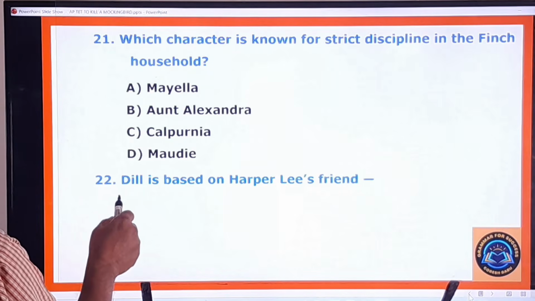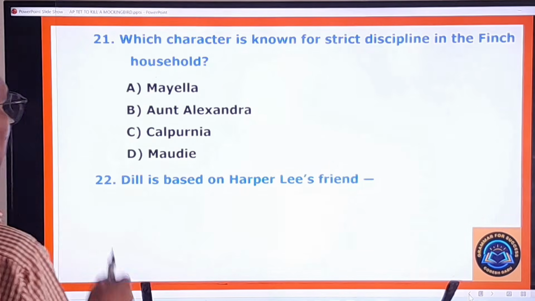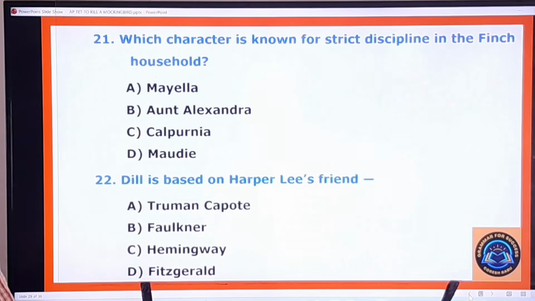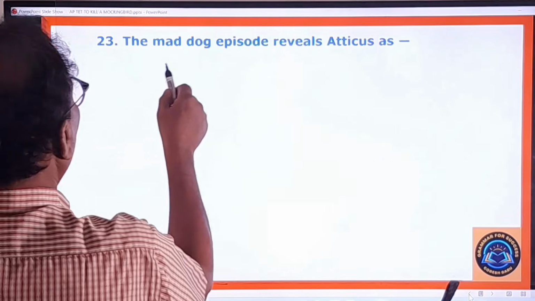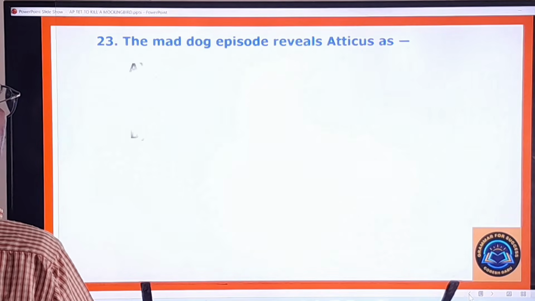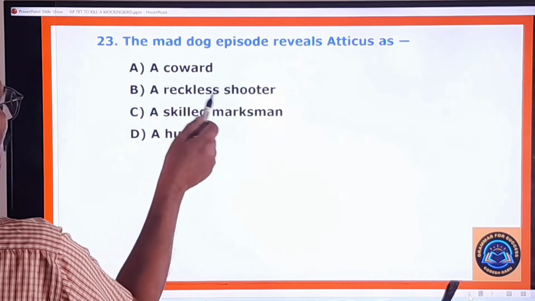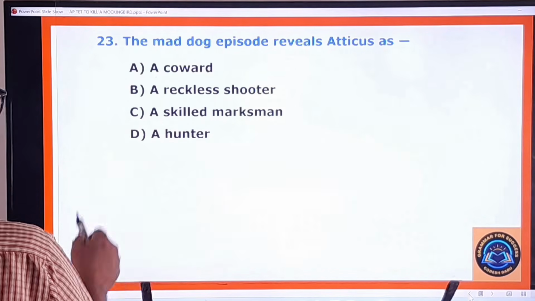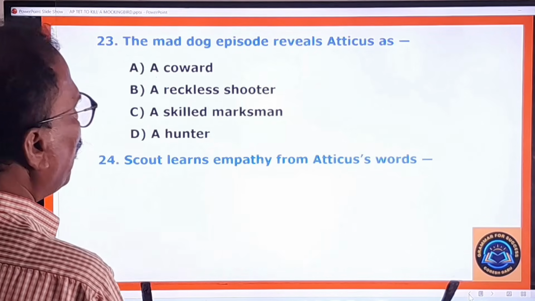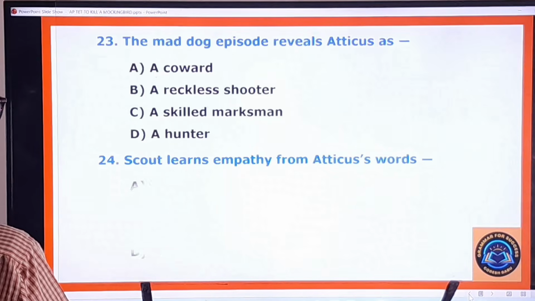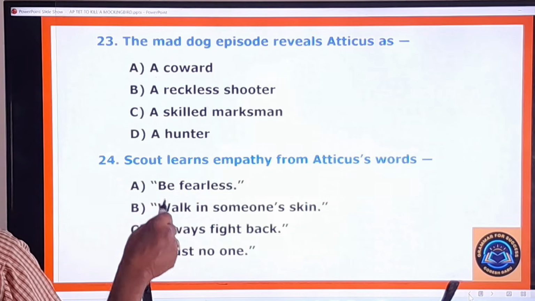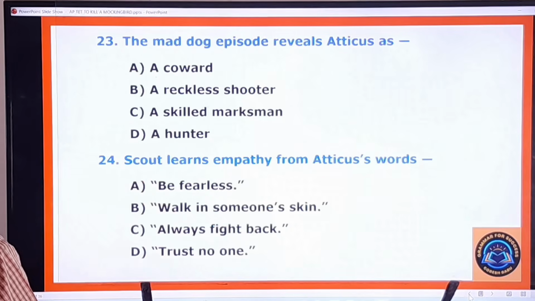Twenty-second question, Dill is based on Harper Lee's friend Truman Capote, Faulkner, Hemingway, Fitzgerald. Twenty-third question, the Mad Dog episode reveals Atticus as a coward, a reckless shooter, a skilled marksman, a hunter. Twenty-fourth question, Scout learns empathy from Atticus' words: be fearless, walk in someone's skin, always fight back, trust no one.